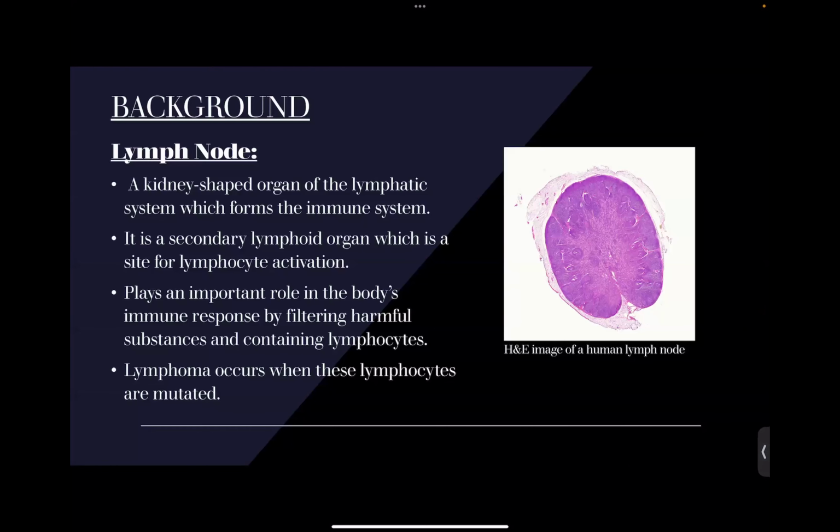So a little bit of background on the lymph node. The lymph node is a kidney-shaped organ of the lymphatic system, which forms part of the immune system. It's a secondary lymphoid organ, which is a site for lymphocyte activation, which means when B cells or T cells are triggered through antigen-specific receptors on their cell surface. This plays an important role in the body's immune response by filtering harmful substances, and it also contains lymphocytes. When these lymphocytes proliferate and mutate, they are a cause for lymphoma.